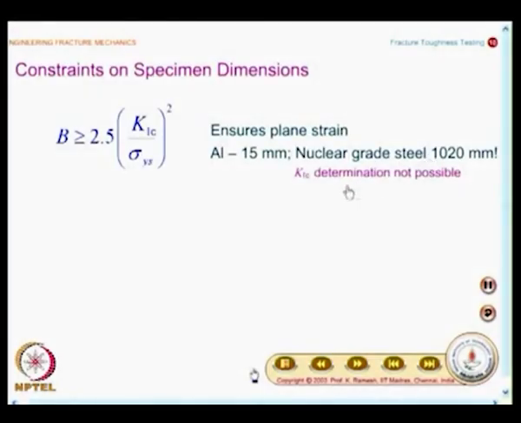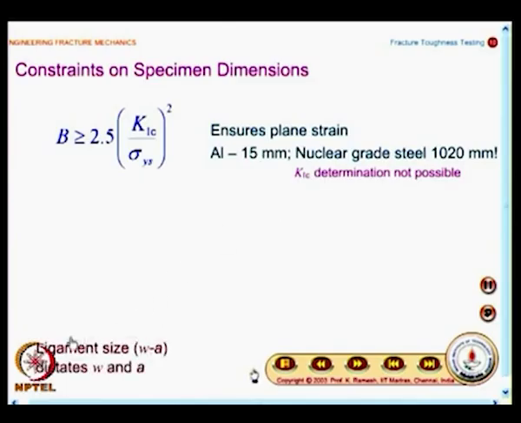Such pictures have also been shown in some of the literature, and you will not have a machine to break the specimen, because it is so thick and heavy, it is just not possible, and in such situations LEFM is not really applicable. So, that is the reason why people went for EPFM for nuclear grade steel. You have plastic zone developed and you can't have a 1020 millimeter specimen to break, and K1C determination is not possible.